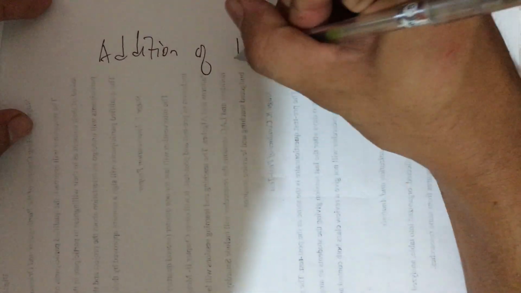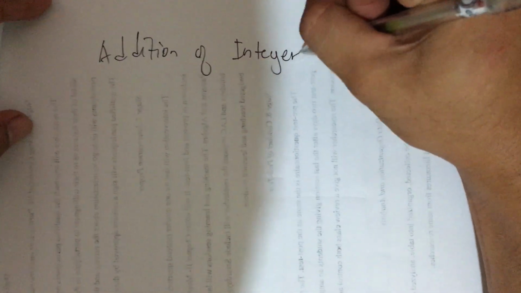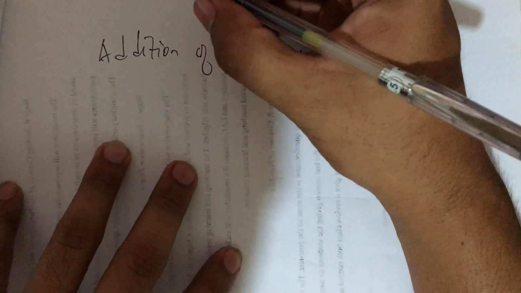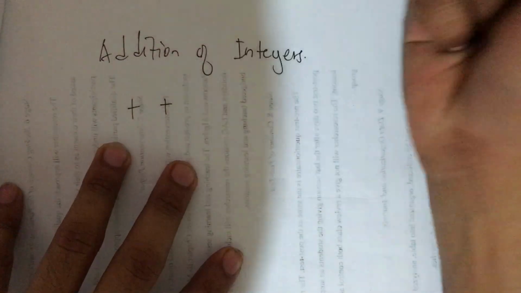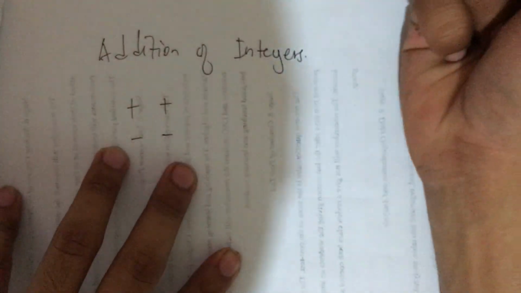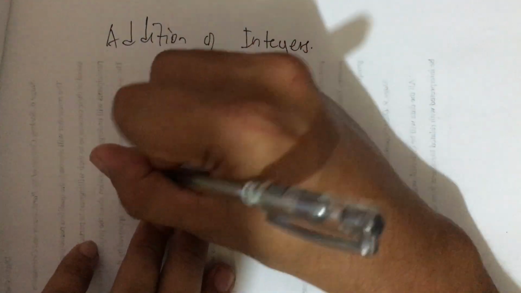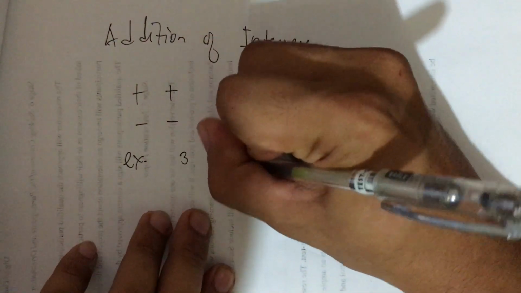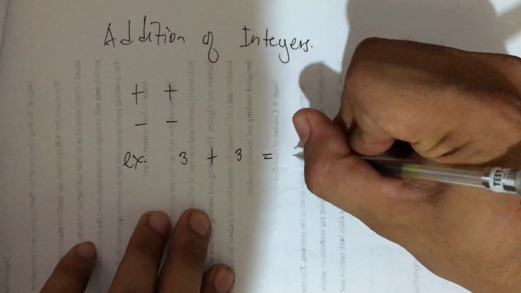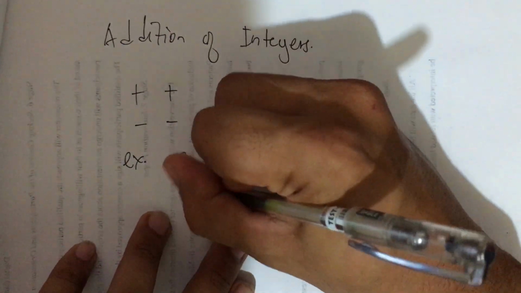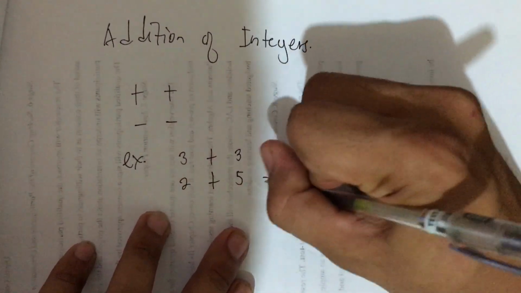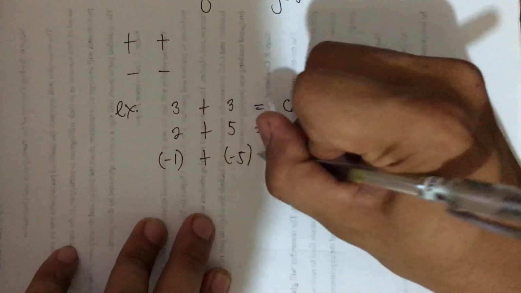So we go now to addition of integers. Common sign: positive, positive, or negative, negative. Example, positive 3 plus positive 3, that is 6. Or positive 2 plus positive 5, that is positive 7. What about this one? Negative 1 plus negative 5.